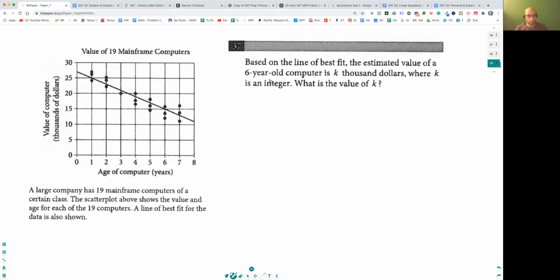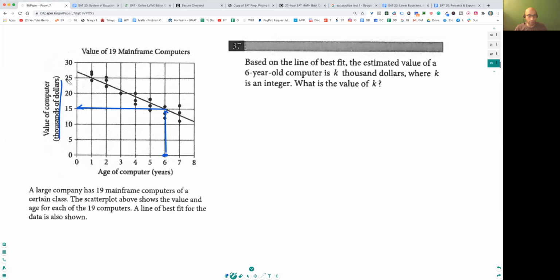Wow, everybody's getting 15. So based on the line of fit, the estimated value for the 6-year-old computer, that's this one. That's going to be over here, right? So it's right over here. That's 15, right? That's the idea of the regression line of the scatter plot and the line of best fit. So it's going to be 15.